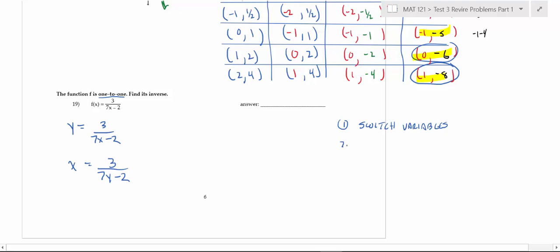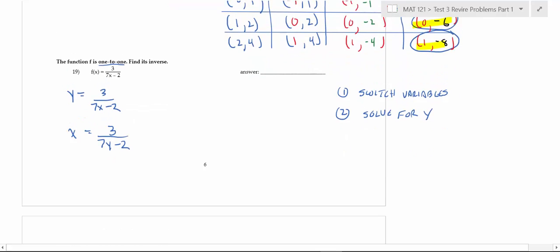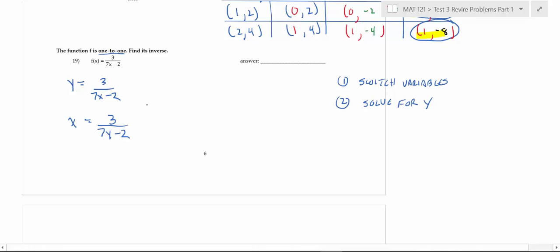Then the second thing is you need to solve this equation for y. There's several ways you can go about doing this. This is an equation that's got a fraction in it. So my thought process is I have a fraction, therefore I want to get rid of it. So I'm going to multiply both sides of this equation by 7y minus 2. So that's going to give 7yx minus 2x is equal to 3.